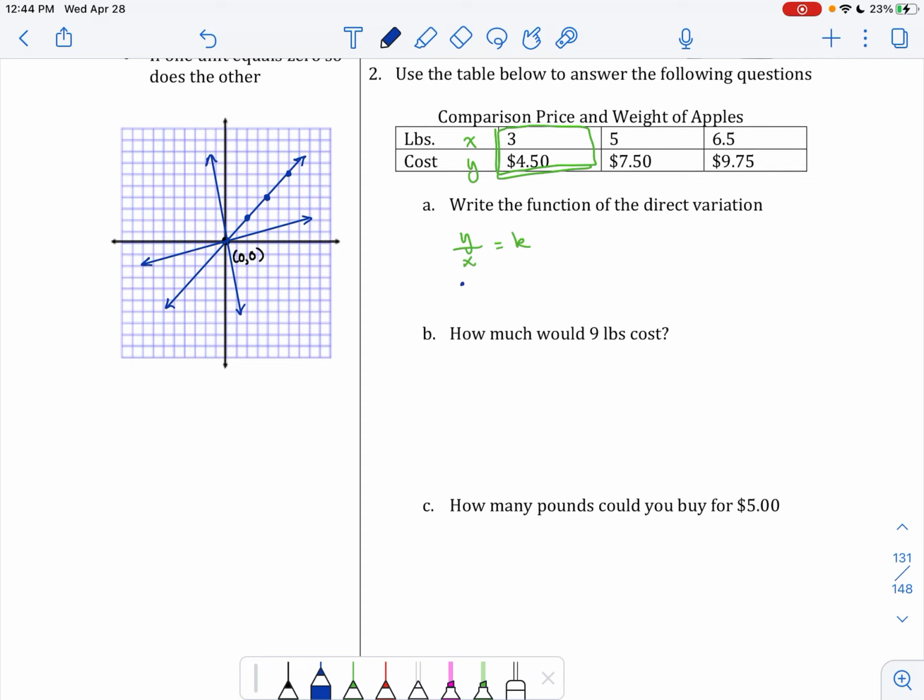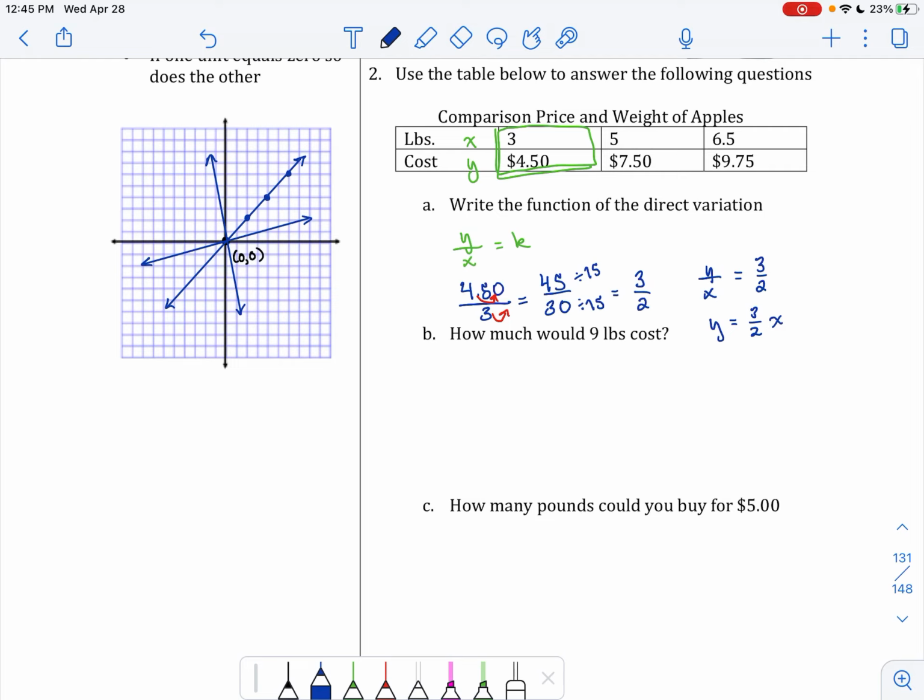So in this case, my y is 4.50. My x is 3. So to find k, I'm going to move the decimal point one space to get rid of our decimals. So that's 45 over 30. And then simplify that fraction. You could simplify it by 5. You could also simplify it by 3, which means that we can simplify it by 15. And we end up with 3 over 2. So our function of y over x is equal to 3 over 2.